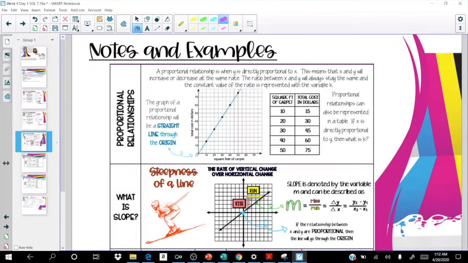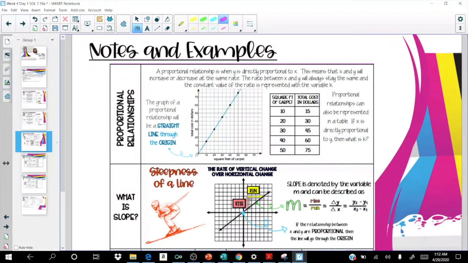All right, let's discuss further what proportional relationships are. So a proportional relationship is when y is directly proportional to x, which means that x and y increase or decrease at the same rate. The ratio between x and y will always stay the same, and the constant value of the ratio is represented by the letter k. In SOL 7.3, we discuss k in our ratio tables. Okay, so this is the same concept.